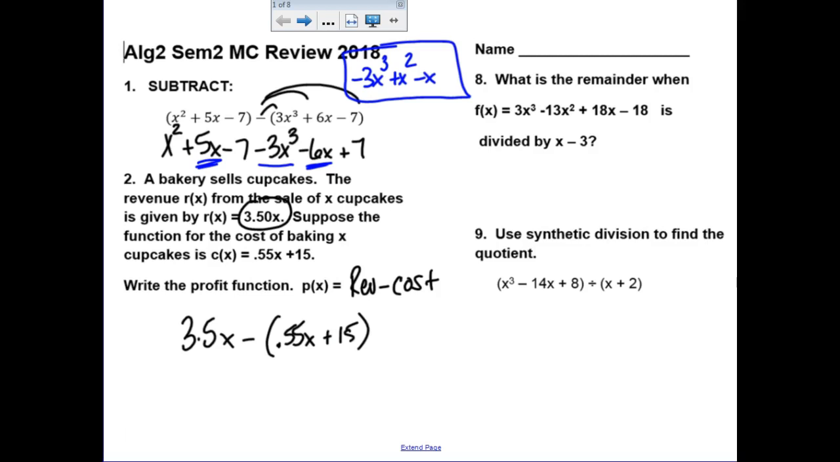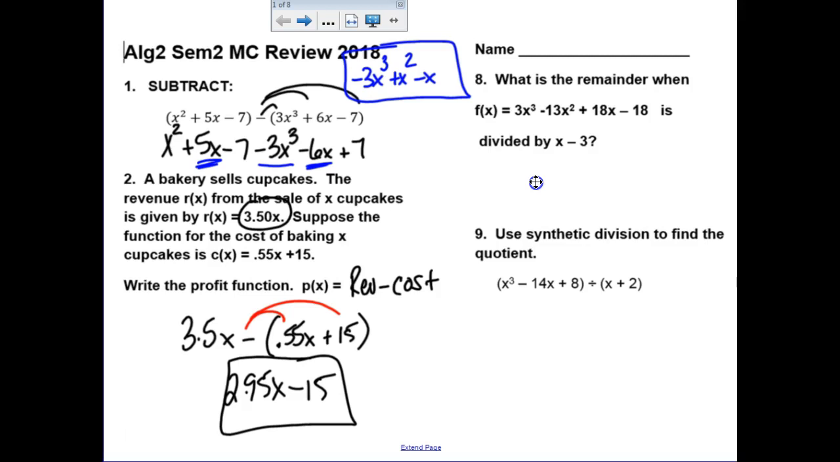But we just learned in the last question we have to remember to subtract all the way through the second polynomial. So 3.5x minus 0.55x is 2.95x, and then this becomes a subtract 15. Most common mistake is the child who does not distribute the negative to the 15, and then they put a plus 15, and I guarantee that'll be an answer choice. I'm going to skip over to number 8 and 9 since they're on my screen.